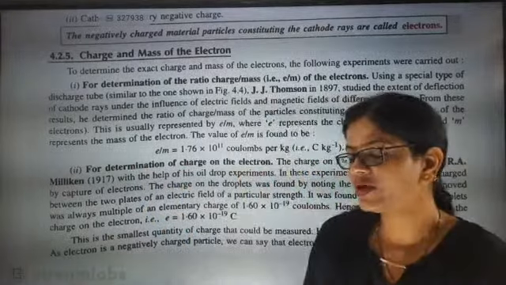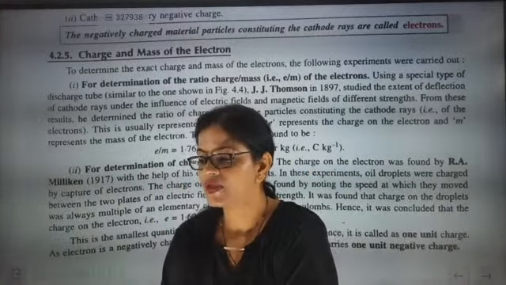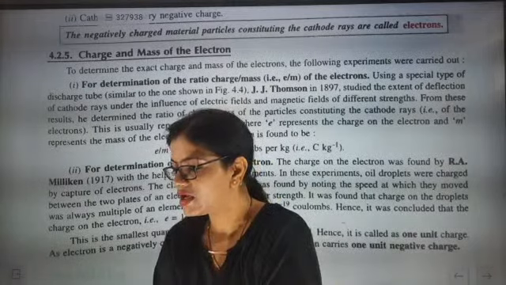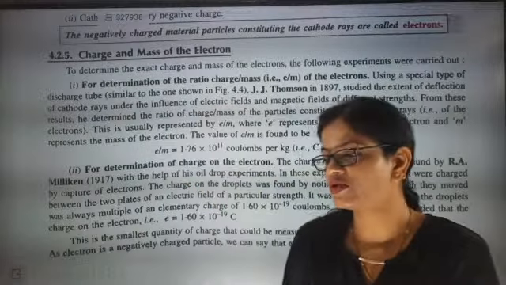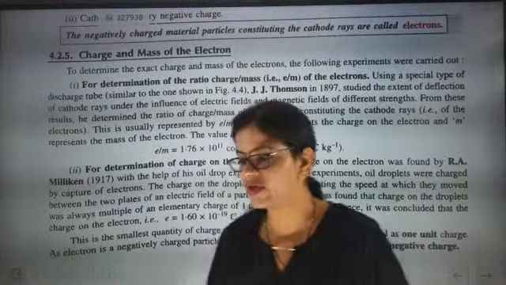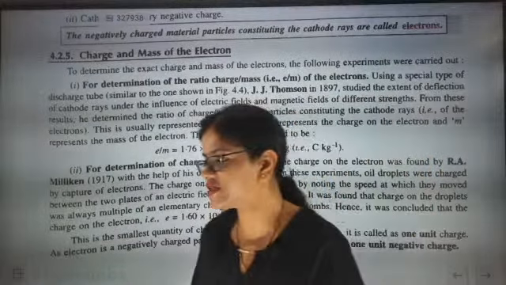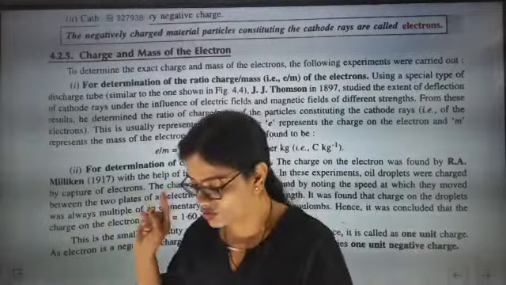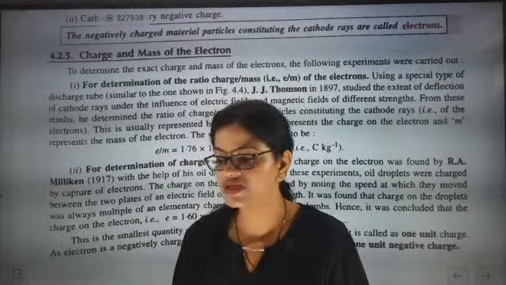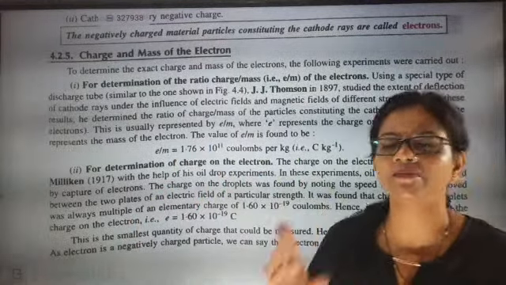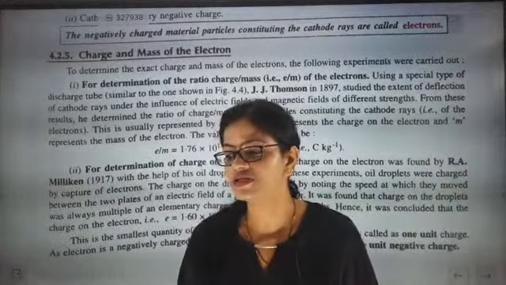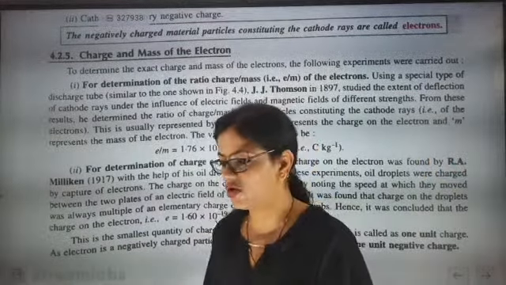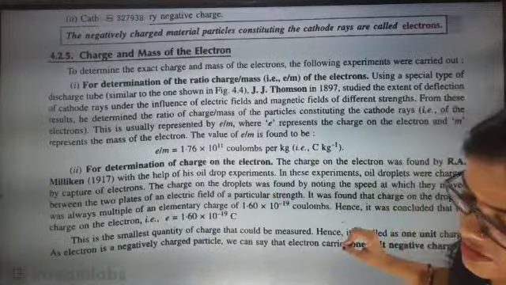Come on everyone, tell me quickly, did you understand this point? Yes, e/m is coming as, absolutely correct Sharmila, e/m is coming as 1.76 into 10 to the power 11. This is exactly the charge by mass he got. Absolutely correct.